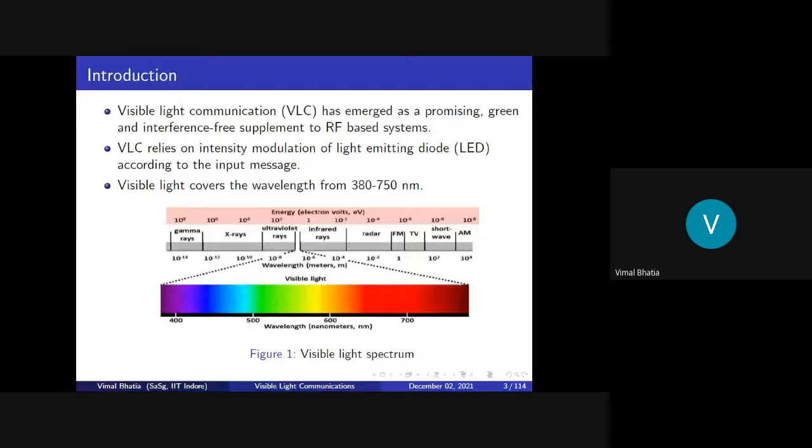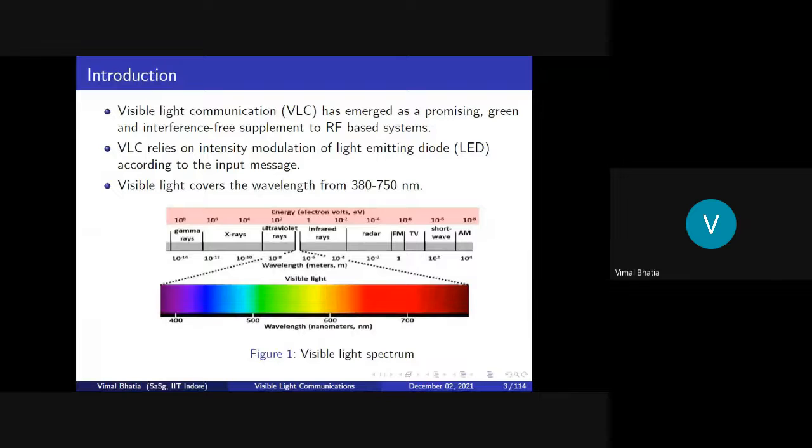Let's say you are having a light, so you're switching it on and off very quickly, so that to a human eye, it seems that it is continuous, right? But although it is still, in simplest form, switching an LED on and off very fast.